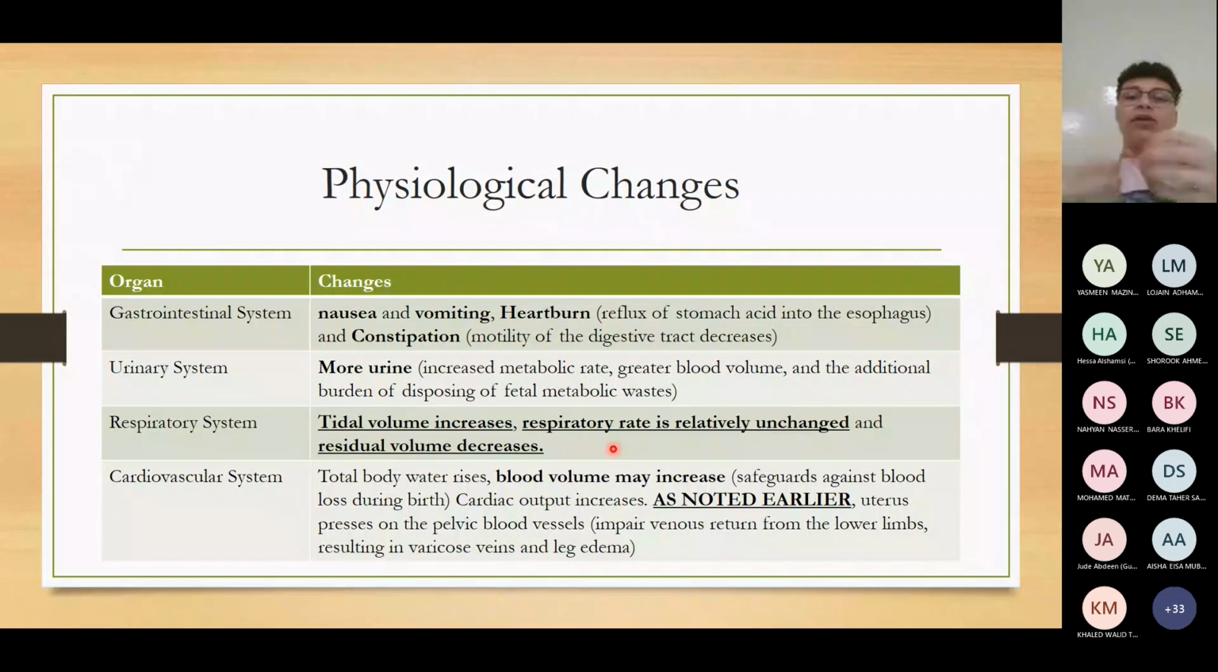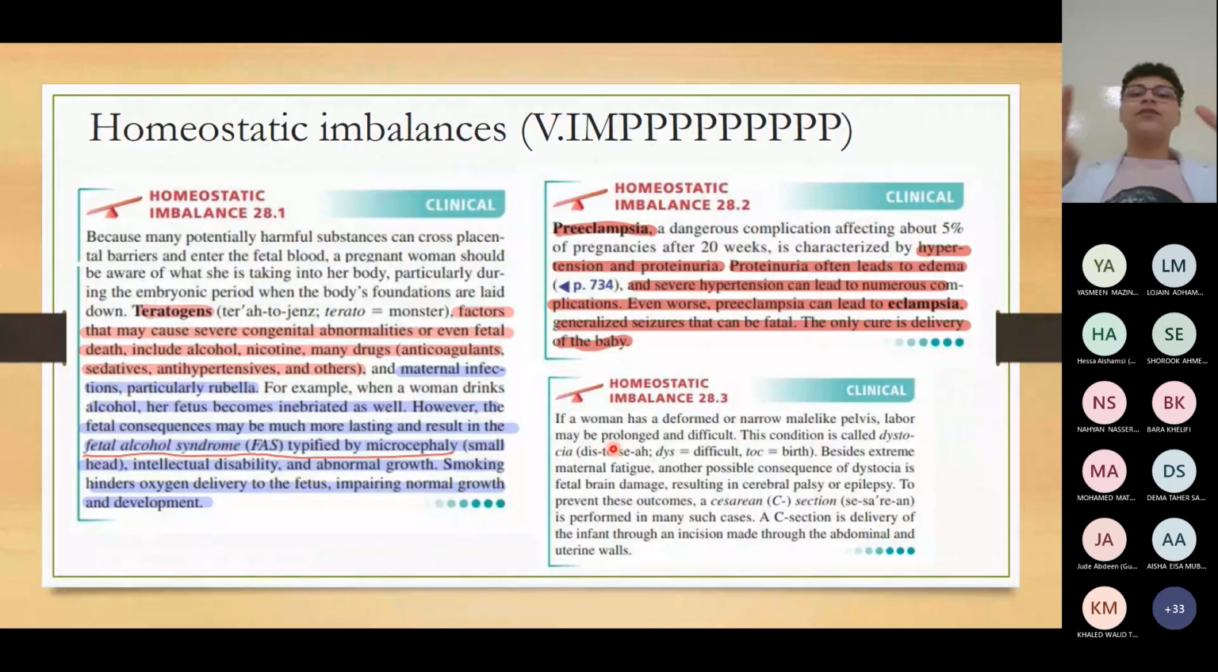understand what's happening in each system, what hormones are exactly increasing, and what kind of anatomical changes are happening. Okay. That's it for the three changes. Did you guys understand? Do you have any questions from the three changes I just explained? No, thank you. Okay, perfect.